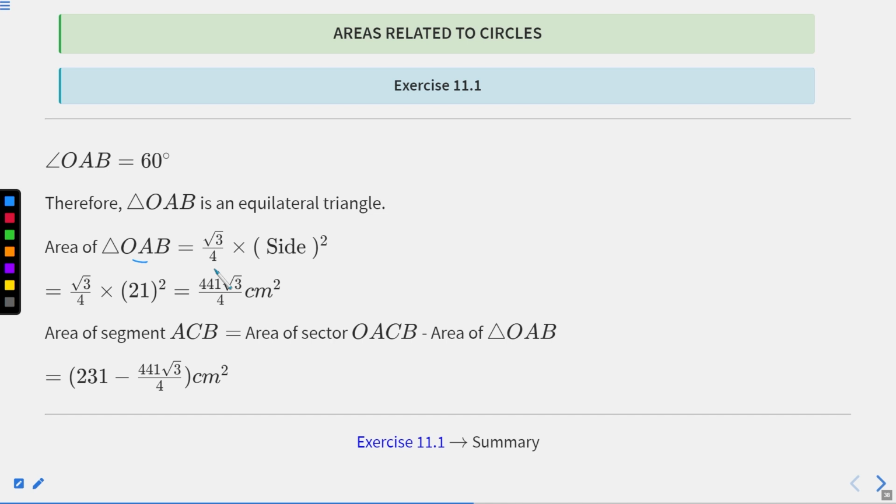Now come to the area of segment ACB. This is equal to area of sector OACB minus area of triangle OAB. We found the area of sector OACB is equal to 231, and the area of triangle OAB is equal to 441 times root 3 by 4 centimeter square. So this is equal to 231 minus 441 times root 3 by 4 centimeter square.